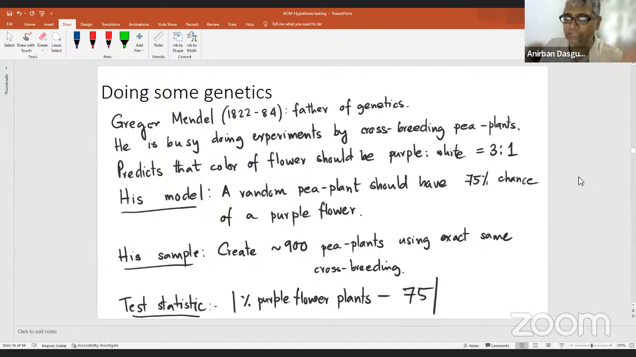He does not know cellular structure. He does not exactly know what DNA is. There's no concept of that. But what he's saying is that there is something, a unit that carries information across generations. That's his basic thing.